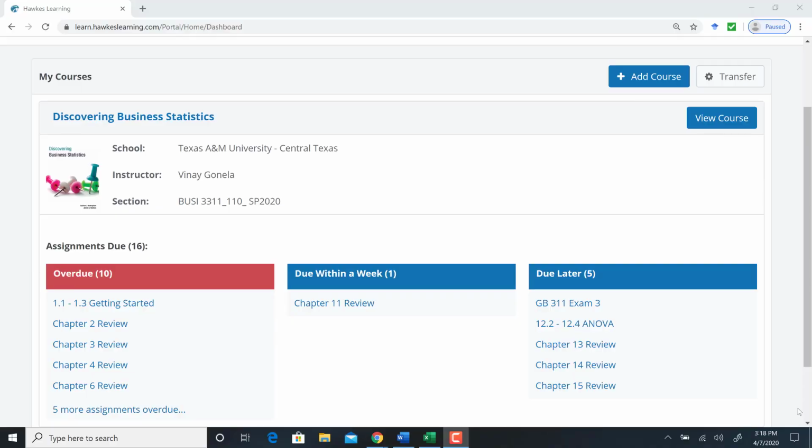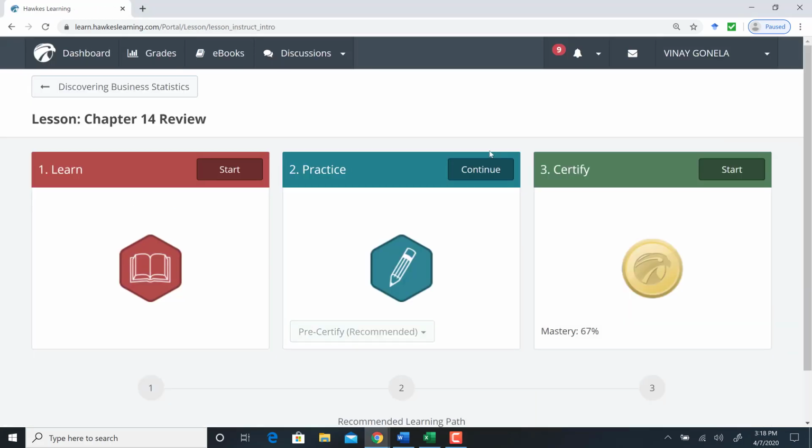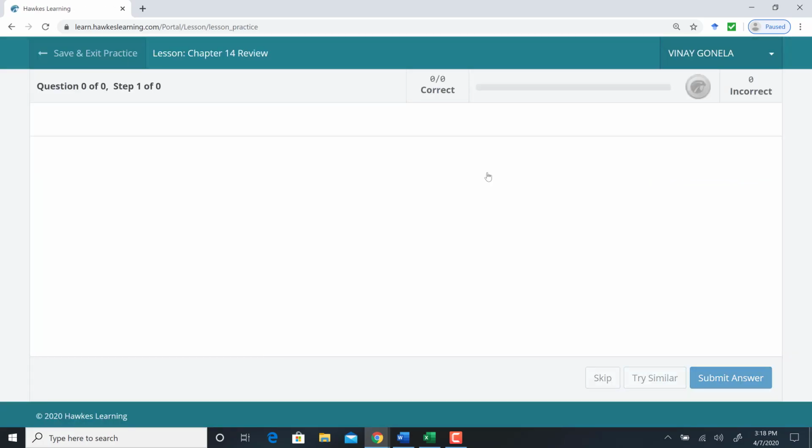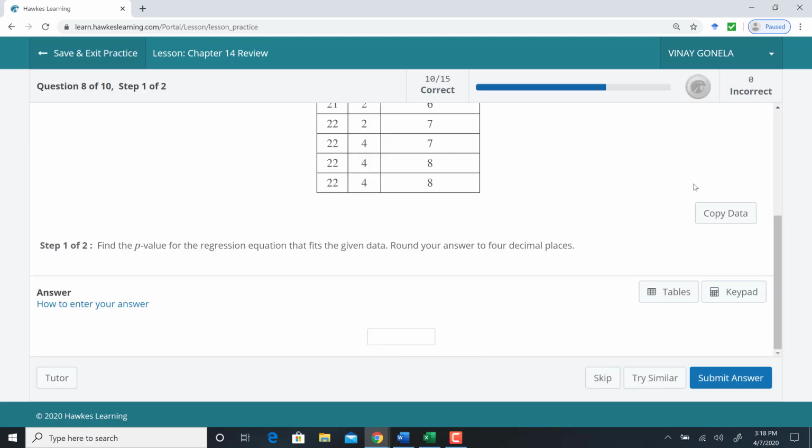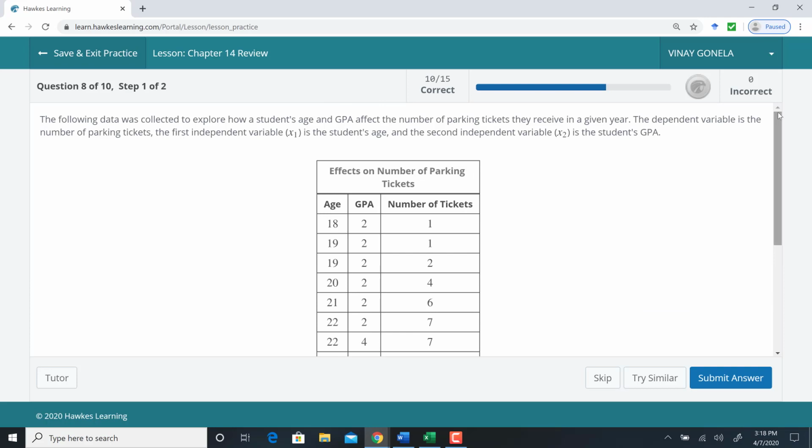Hello class, in this lecture I will try to solve some problems on multiple linear regression, which is chapter 14. So I will do practice questions. Let me read the question. The following data was collected to explore how a student's age and GPA affect the number of parking tickets they receive.